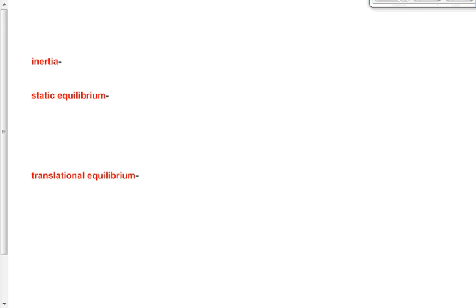Inertia. You've heard that word before, right? Grade 7, you probably watched a Bill Nye video. And what do they say at the beginning of the Bill Nye video? Inertia is a property of matter. Right, remember that? Inertia is a property of matter. It is the tendency of an object to maintain its current state of motion.